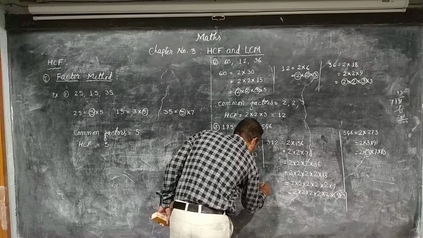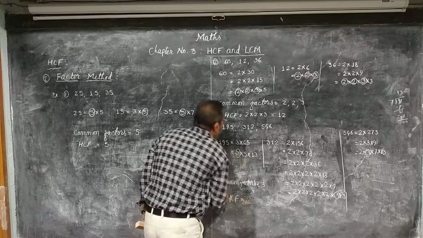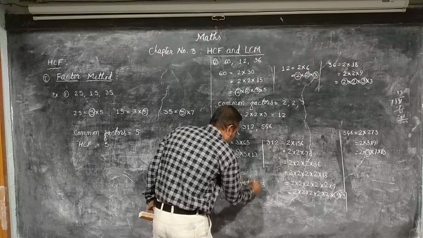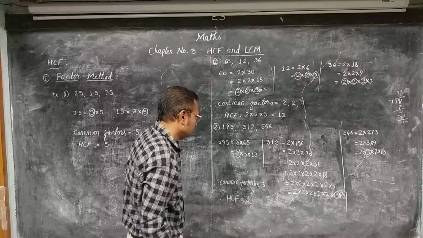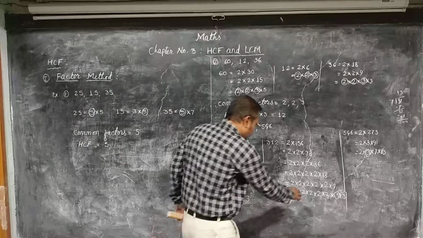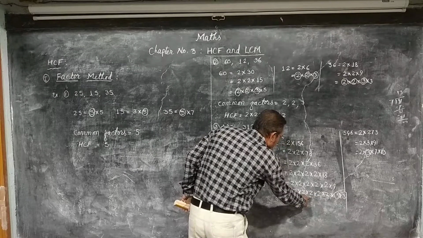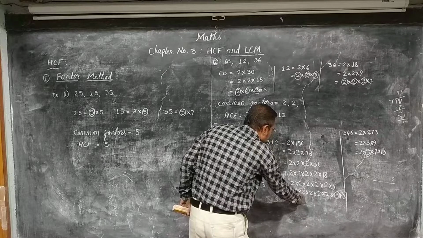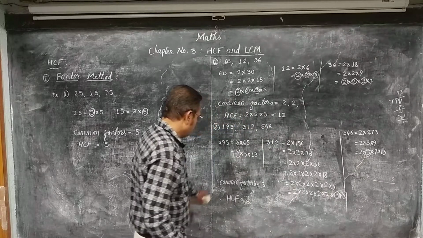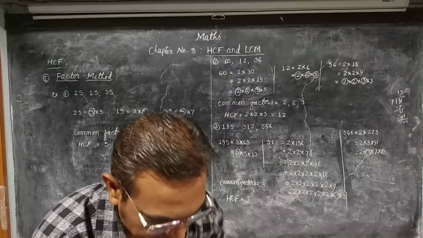And therefore, HCF is equal to 3. HCF is equal to 3. 3 3s are 9, 9 2s are 18, 18 2s are 36, 36 2s are 72, 72 2s are 144, 156. Therefore, HCF is 3. Now, there is a practice set for you.